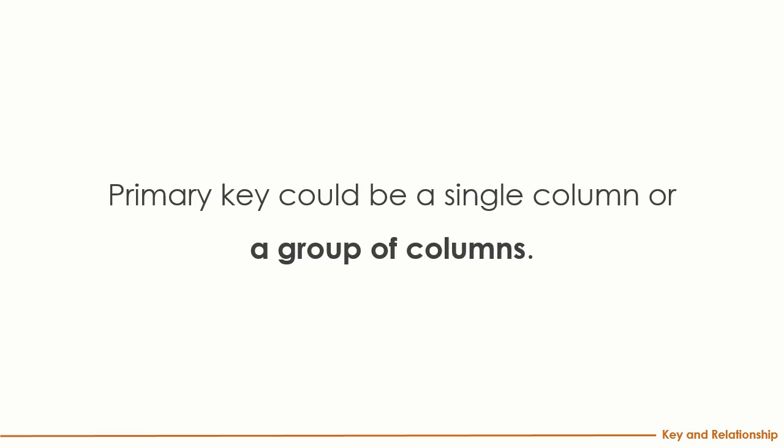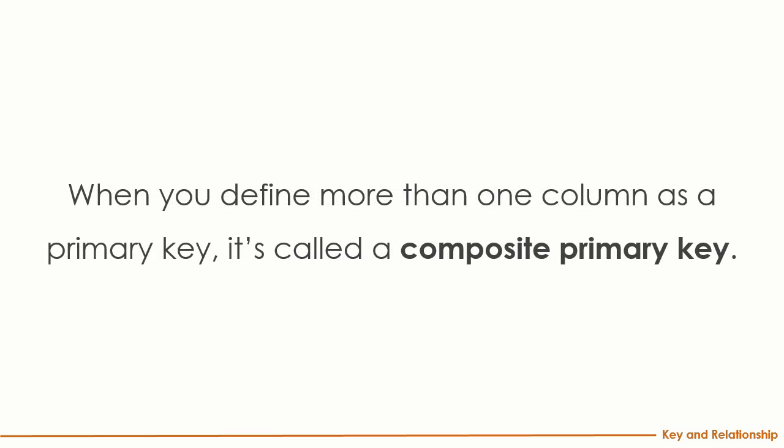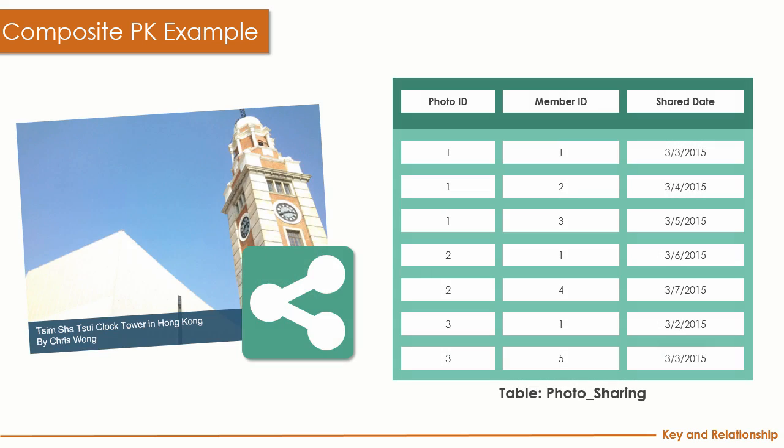Primary key can be a single column or group of columns. When you define more than one column as a primary key, we will name it composite key. Let's take an example. Here we have a photo and the photo sharing table. Each photo will have its own ID, but one photo can be shared to more than one member.